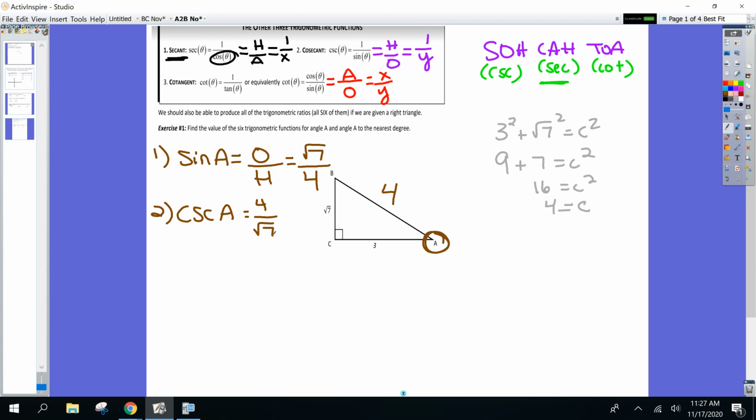And anybody going to tell me why I don't have any self-respect right now? I have a radical in the denominator. No self-respect if you have that. How do I undo it? How do I get rid of radical 7? Multiply top and bottom. We don't cross multiply, right? We don't cross multiply. We just multiply top times top, bottom times bottom. So the cosecant's going to be 4 radical 7 over 7. Everyone okay? All right, I'm going to let you guys take over now.